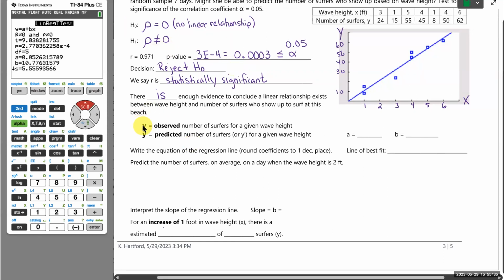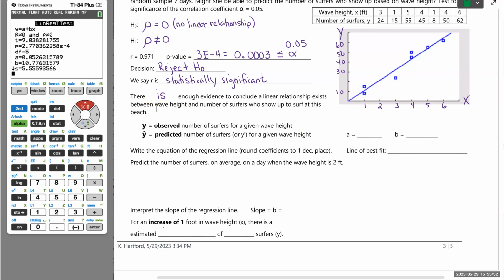So the value y represents what we actually observed in our study for those 7 days. But now we're trying to find the equation of the line. So y hat will be able to use the line to make some predictions. So let's start with the line.